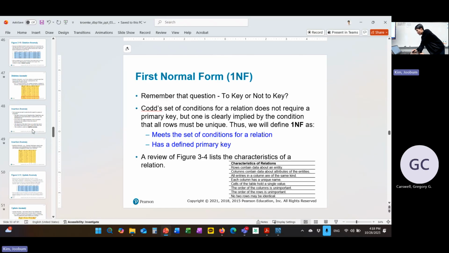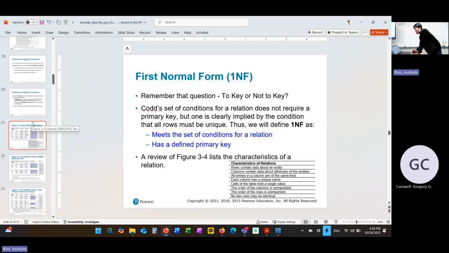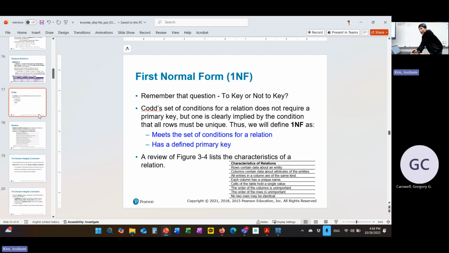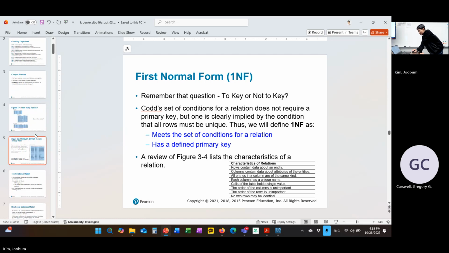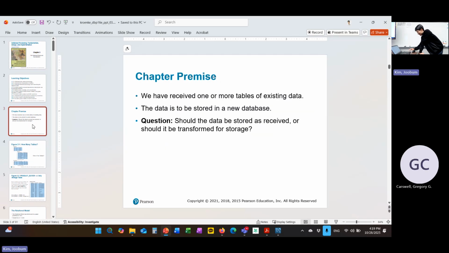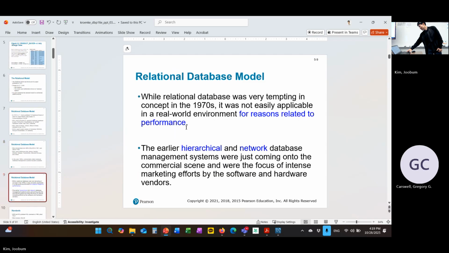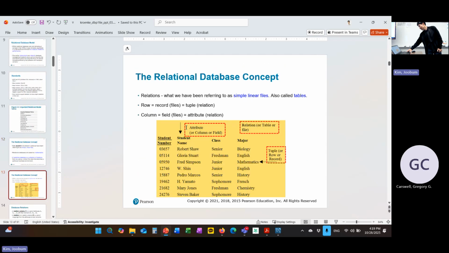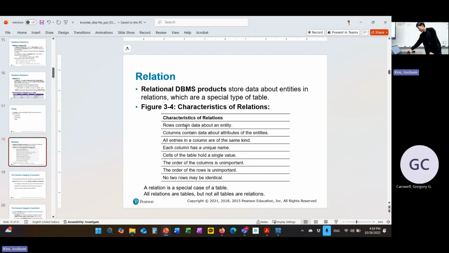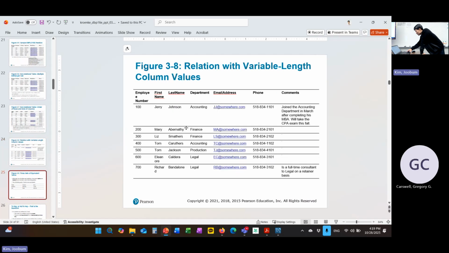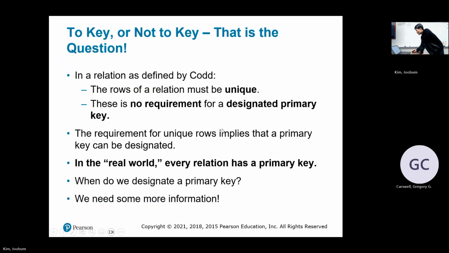Going back to the previous slide. The relational database was introduced by whom? You remember? Yeah, in 1970, this guy, Codd, the IBM engineer. He published a paper in 1970. So in his paper, he defined that rows of relations must be unique.